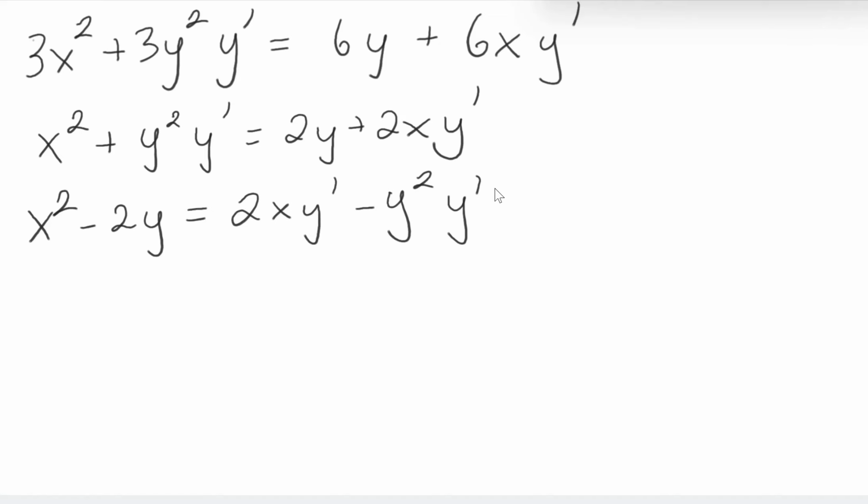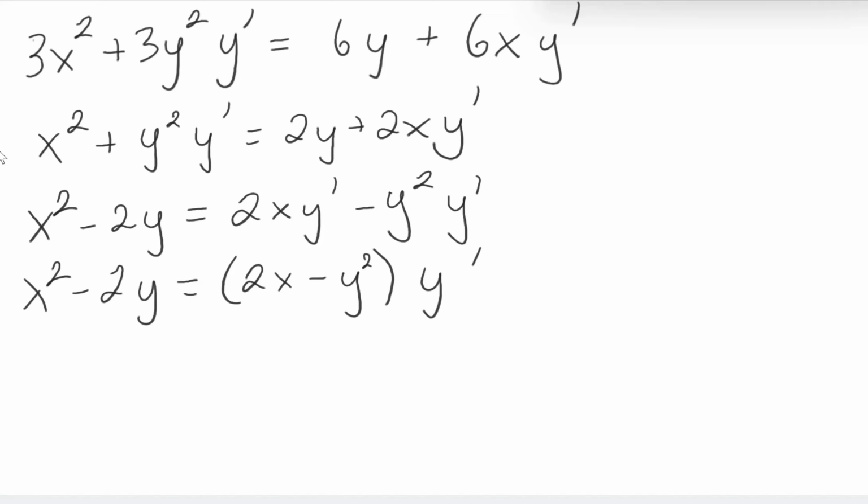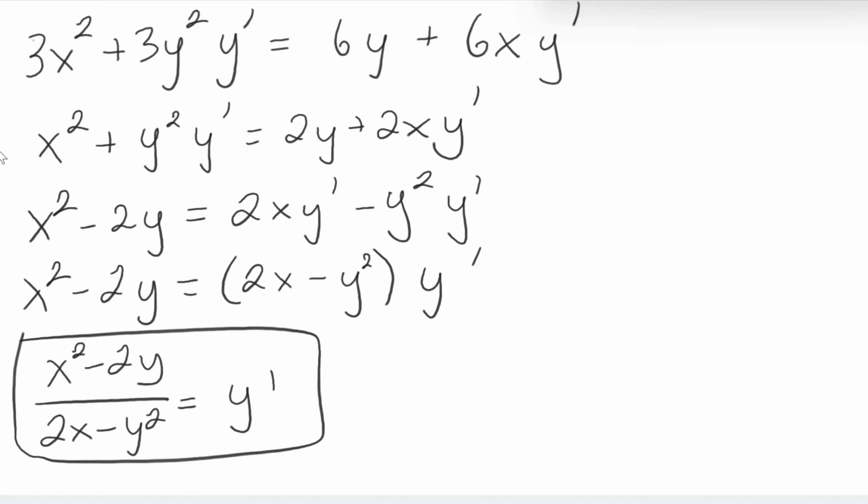All right, so now on this side we can factor out the y prime. So I have x squared minus 2y equals 2x minus y squared, times y prime. And now that we've got it, it's just multiplication. How do I get rid of the multiplication? I divide. So I have x squared minus 2y divided by 2x minus y squared equals y prime. And that's my derivative.